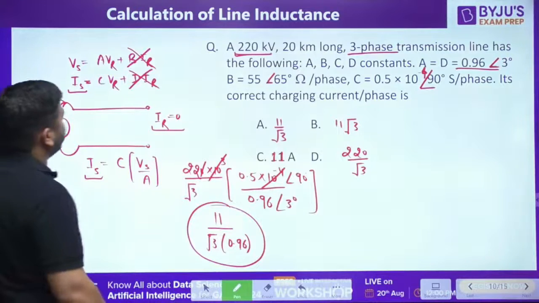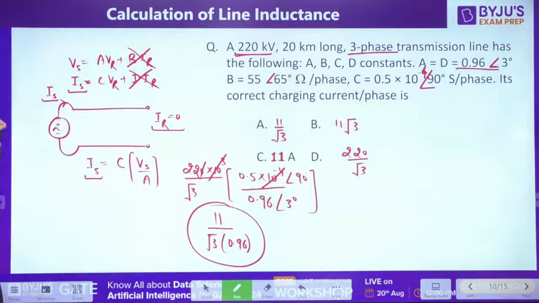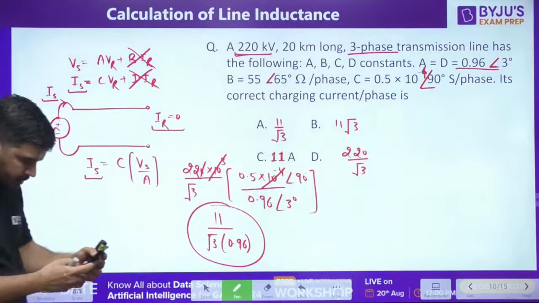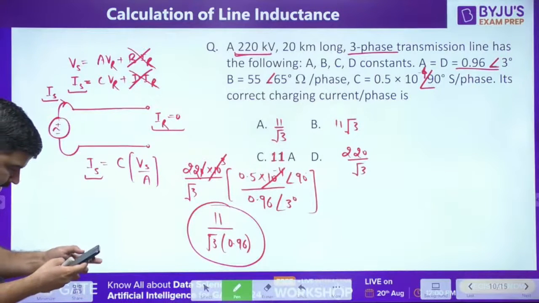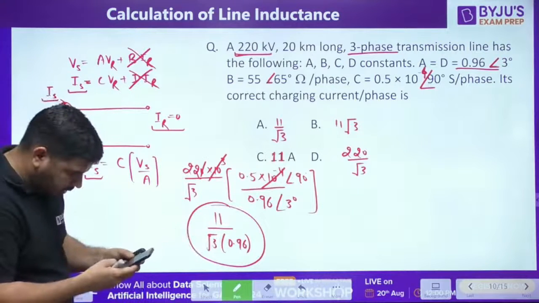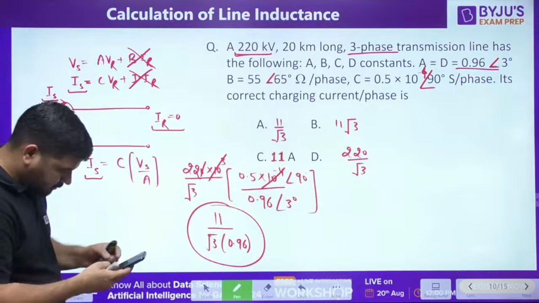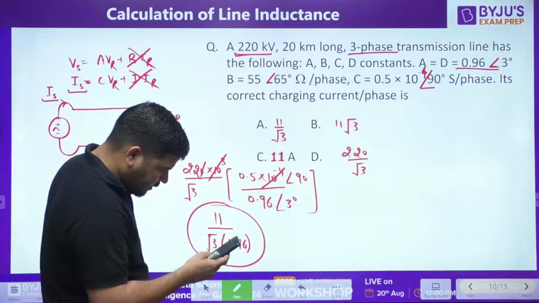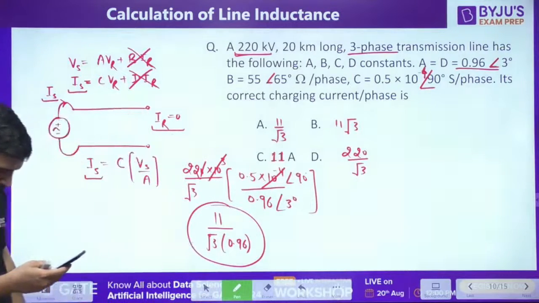So I hope you got it. I mean, the concept is very easy. Let me check whether there is some correction or not. I think there must be some correction in the question because options are not matching actually. This is 0.96. That's correct. And it's 220 kV, 20 kilometer line.